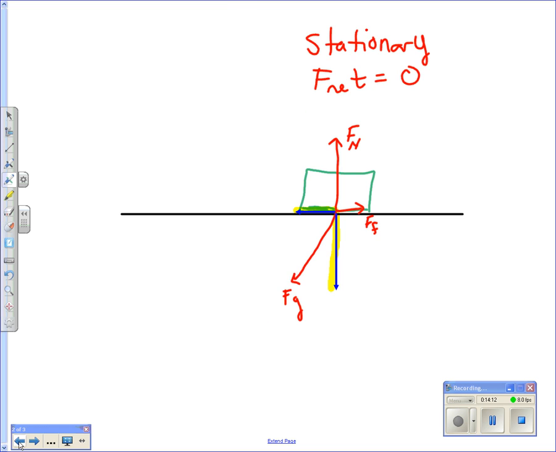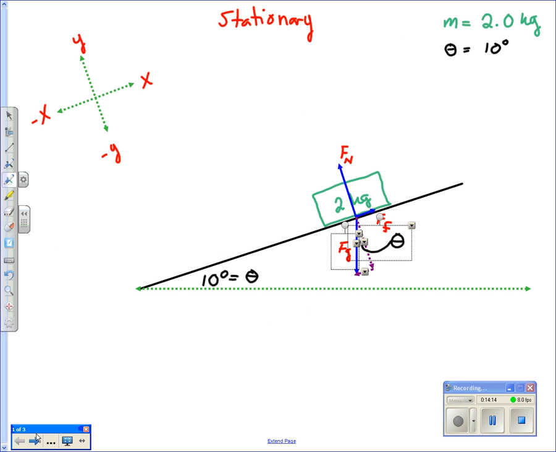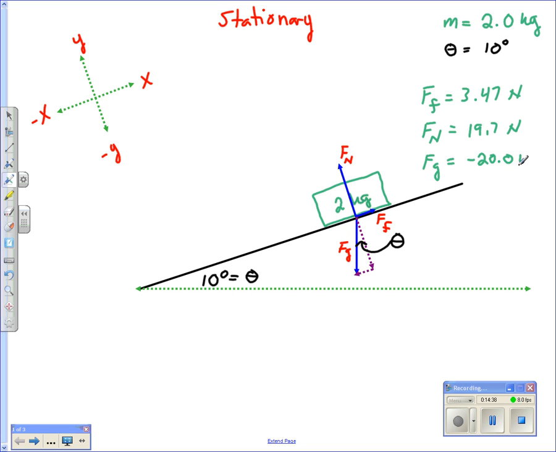So if we go back to our original slide here, we would say that the force of friction is therefore equal to 3.47 newtons. The force normal was equal to 19.7 newtons, and the force of gravity was equal to a negative 20.0 newtons.